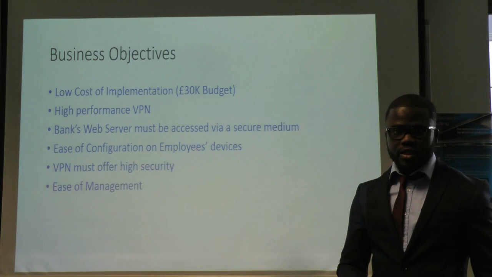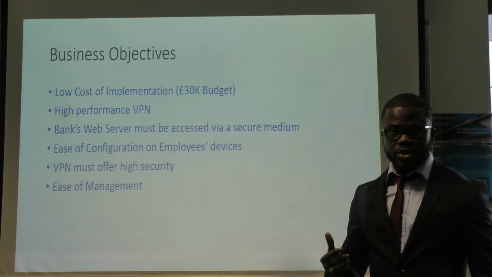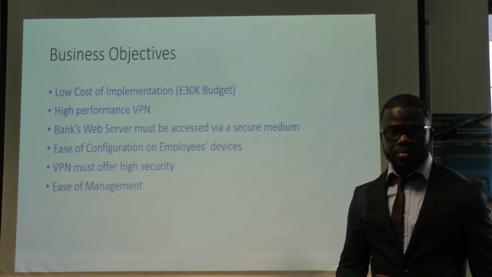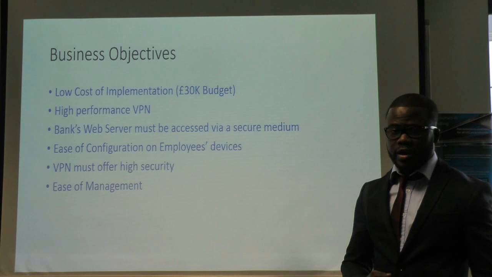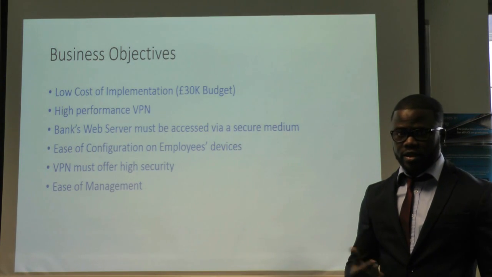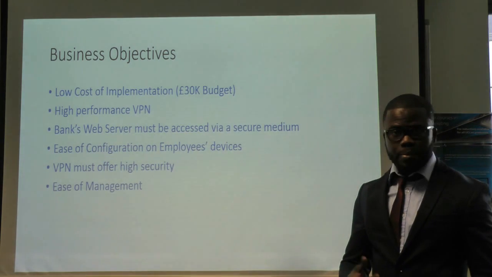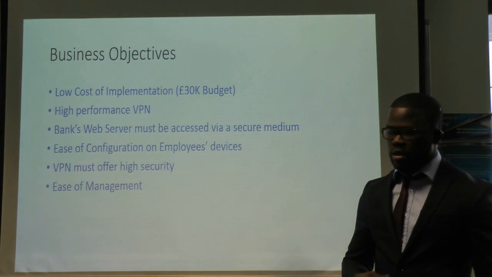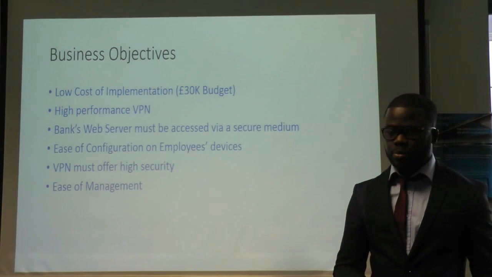The business objectives for the VPN implementation are low cost of implementation, with a £30,000 budget; a high performance VPN; the bank web server must be accessed via a secure medium; and ease of configuration on employees' devices. The VPN must offer high security and ease of management.